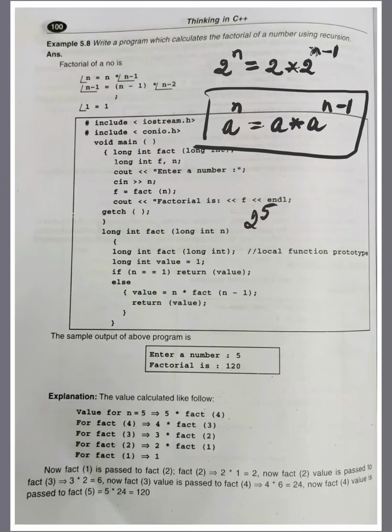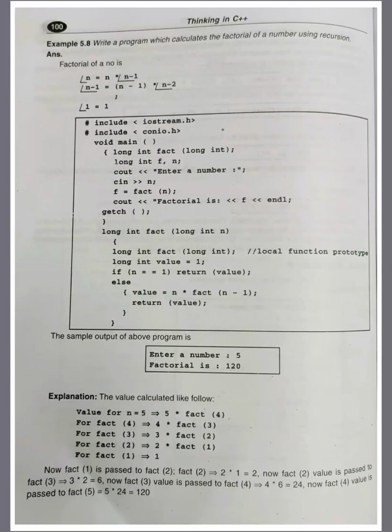5 को हम क्या लिख सकते थे, 2 into 2 to the power of 4. एक 2 को हमने बाहर निकाल लिया तो लिख दिया 2 into 2 to the power of 4. So this type of questions can be solved using recursion. Now another example for that is Fibonacci series also. Fibonacci series को भी हम recursion के through लिख सकते हैं, ठीक है.